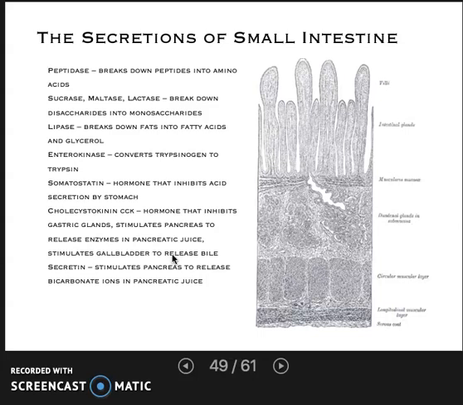An enterokinase. Okay, so entero means guts. Kinase means movement, and so the enterokinases are going to convert trypsinogen into trypsin. I don't know if you remember, but trypsinogen was one of the secretions in pancreatic juice. Somatostatin is another hormone. So this somatostatin affects the secretions of insulin and glucagon, but it also inhibits acid secretion.